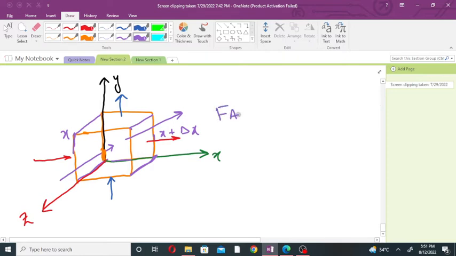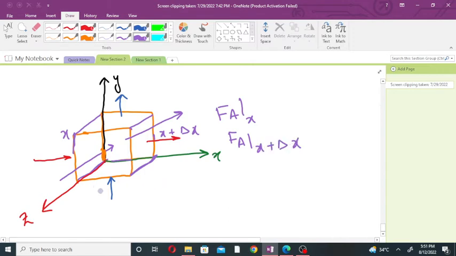Molar flow rate of component A entering the system. This whole is a system. So at x is this one, and the molar flow rate of component A leaving the system at x plus delta x is denoted by Fa, x plus delta x.